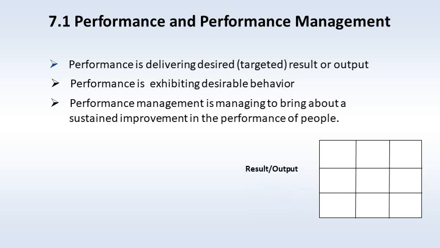Now let's see what is there in the bottom right hand side corner. So we have result or output in the y axis and we have behavior along the x axis. So, what we are trying to say is performance has two dimensions, one is output and the other is behavior.